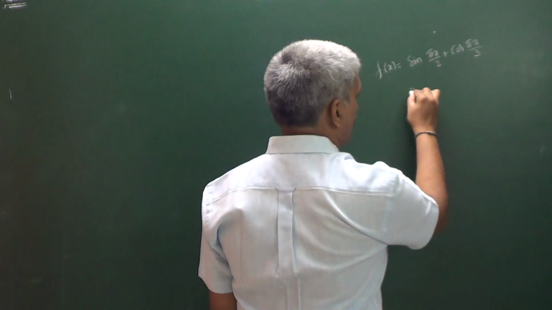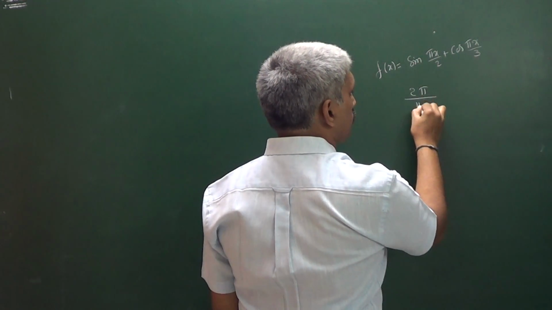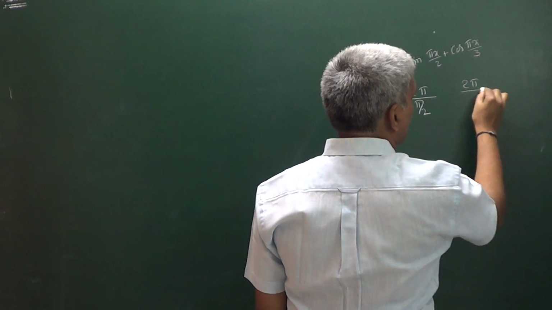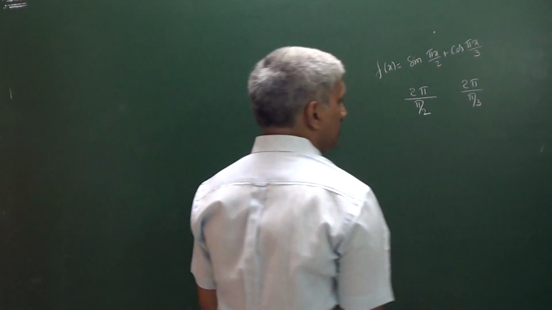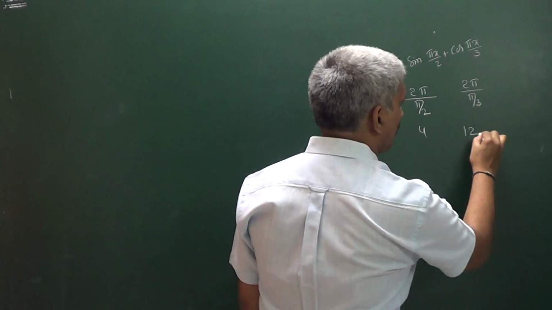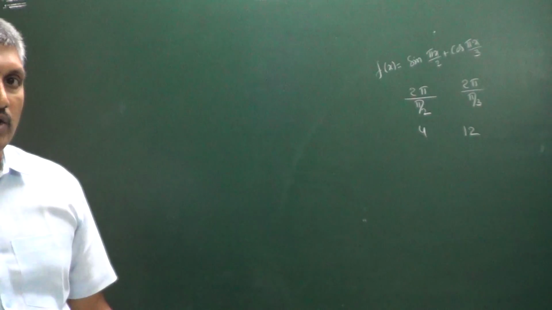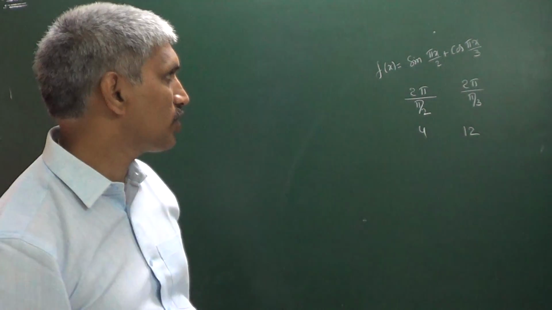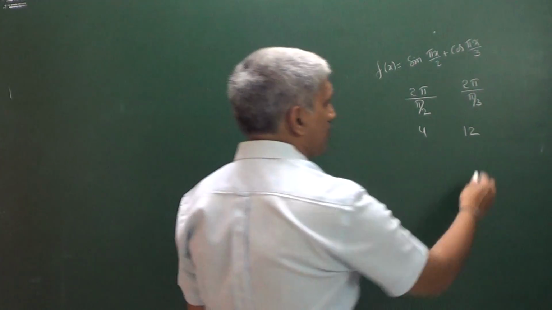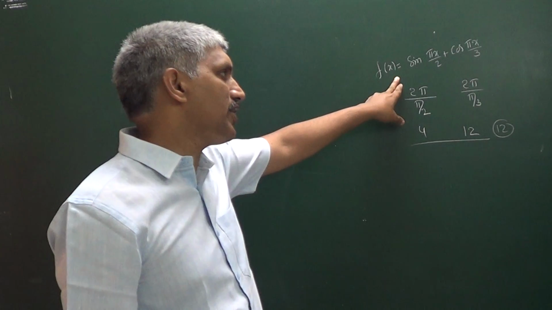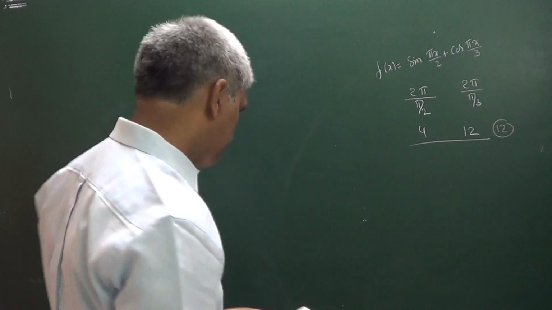Now observe here, this is a periodic function with period 2 pi by 2, whereas this one is a periodic function with period 2 pi by 3. Now pi cancels, we are getting 4 and here we are getting 12. So that is nothing but we have to find the LCM of 4 comma 12. Tell me, what is the LCM of 4 comma 12? LCM of 4 comma 12 will be 12 only. So that's why this function is a periodic function with the period 12.